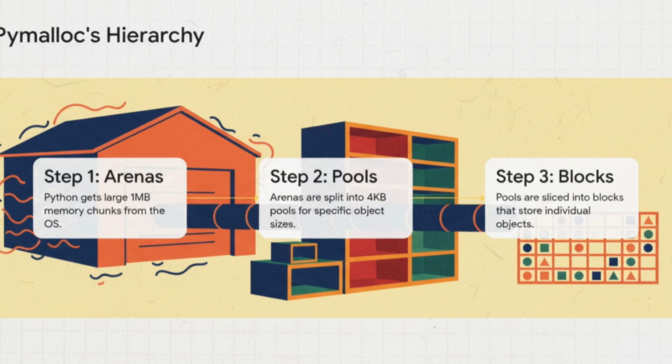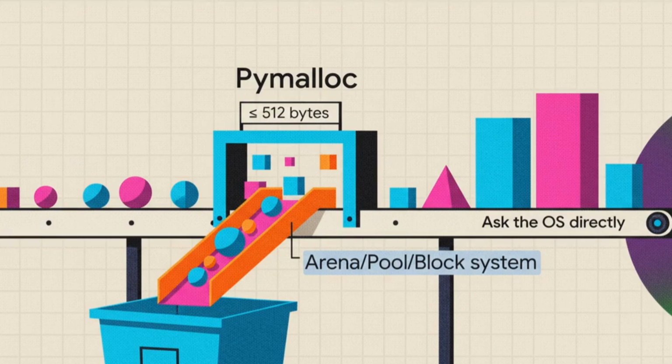It's this whole system that lets Python manage tons of small objects without constantly bugging the OS. But here's the catch. Pymalloc has one golden rule, and you gotta remember this. It only handles the small stuff. Specifically, objects that are 512 bytes or less get to use this fancy arena system. For anything bigger than that, Python just says, you know what, for something that big, the cost of a system call is fine, and it goes and asks the OS for the memory directly.